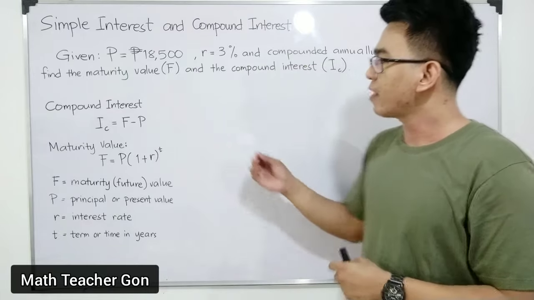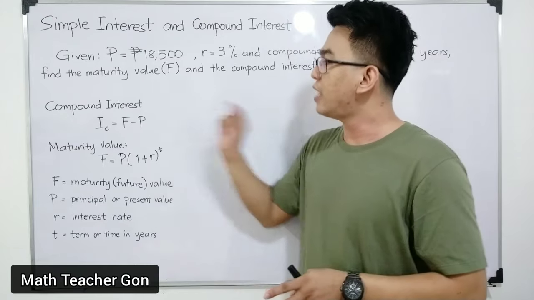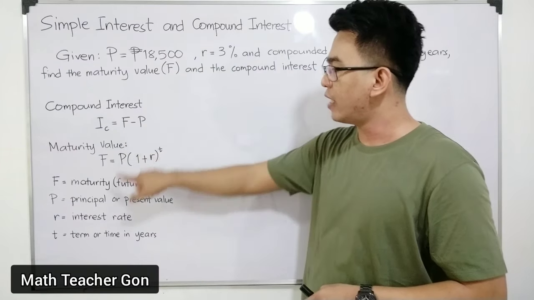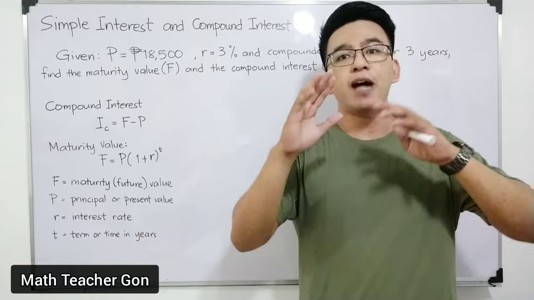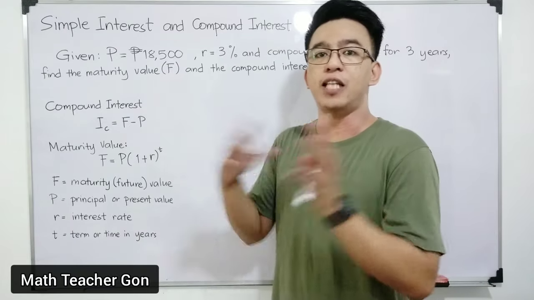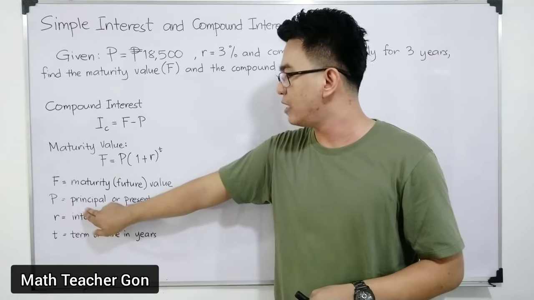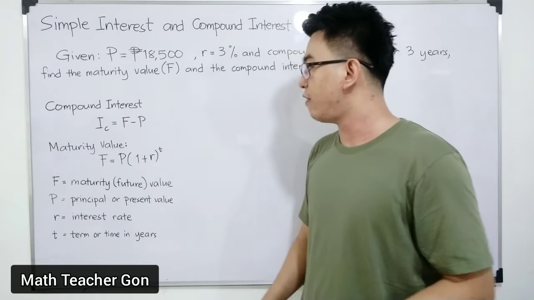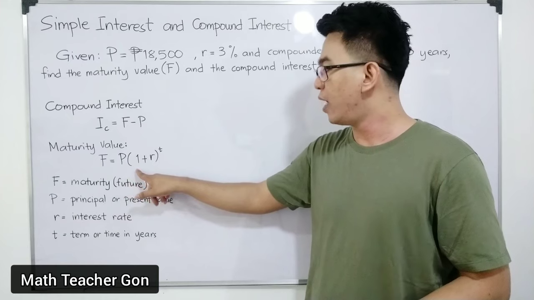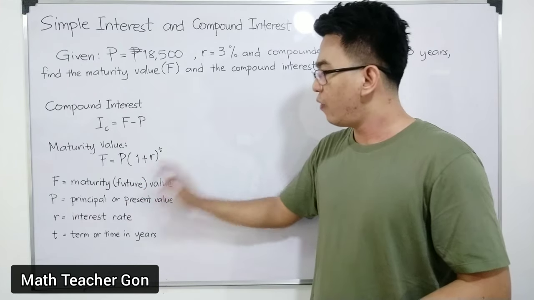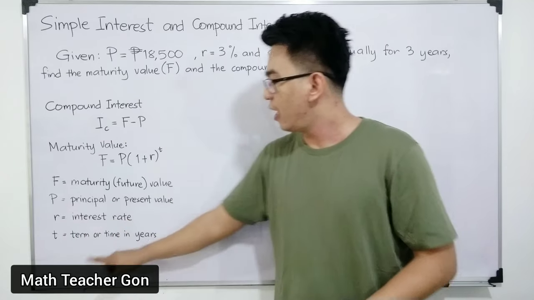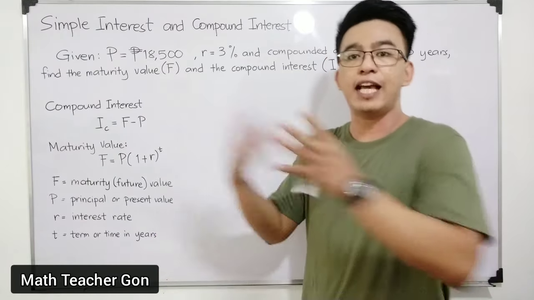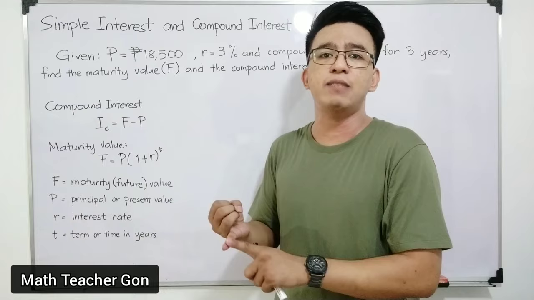So right now, ang formula natin to calculate for the compound interest is that we have I sub C is equal to F minus P. Yung F natin dito is the maturity value or the future value, parang yung amount ng investment mo after the term. And then, yung P natin, syempre, yung principal or the present value. So, next naman natin is yung formula for the maturity value, which is F is equal to P times 1 plus R raised to T. Which is, yung R natin is your interest rate, at yung T mo is your term or yung time in years na kung saan ilalagay mo yung pera mo. Wherein your, pwede naman siya maging investment or loan.